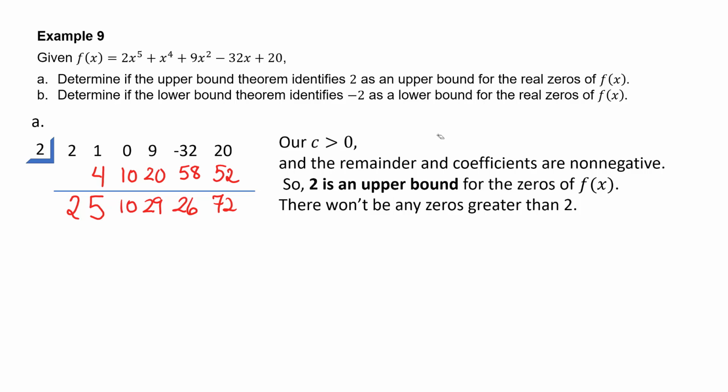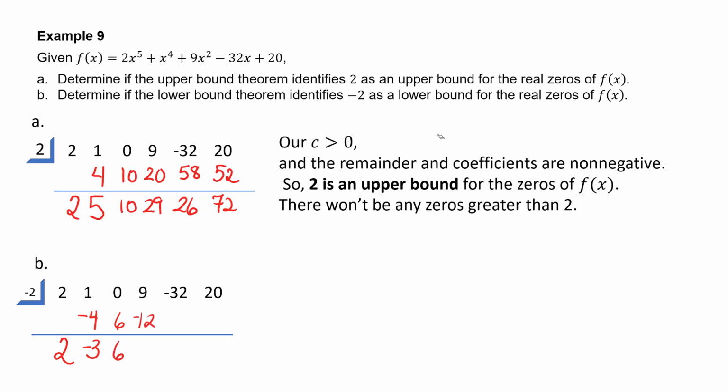So that's what this upper bound theorem is telling us. All right, if we want to determine if the lower bound theorem identifies -2 as a lower bound, the way to do that is we put the -2 in the bracket and we do the synthetic division again. So we bring down the 2, multiply it, you get -4, add it up, you get -3 times -2 is 6, add it up, you get 6 times -2 is -12.